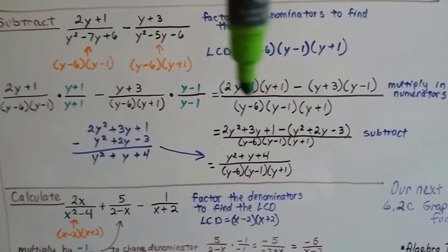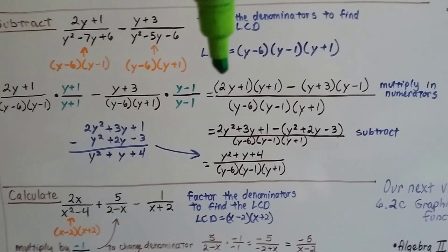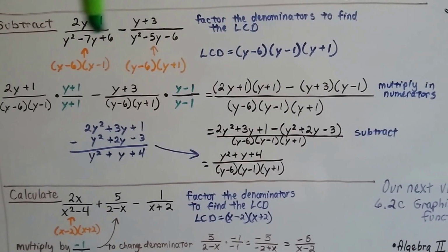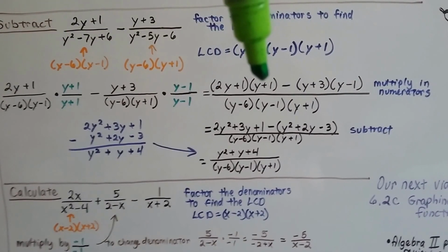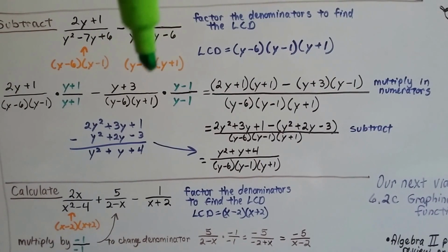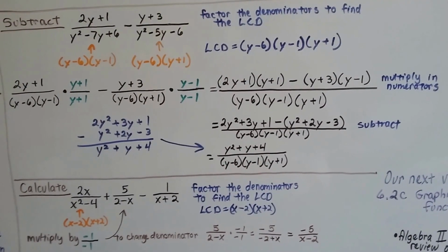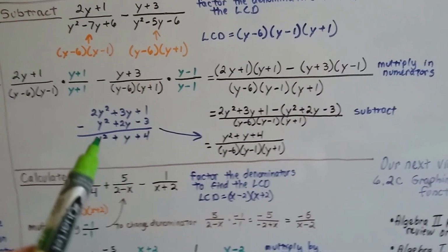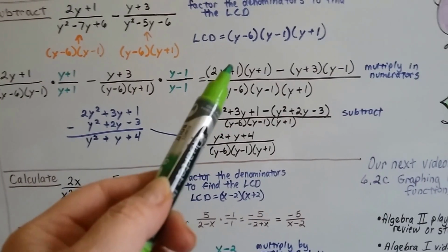Now we can write it over one fraction bar, and we've got this 2y plus 1 times y plus 1 minus y plus 3 times y minus 1. See that? We combined them. And they're over the denominator we need. Now we need to subtract.